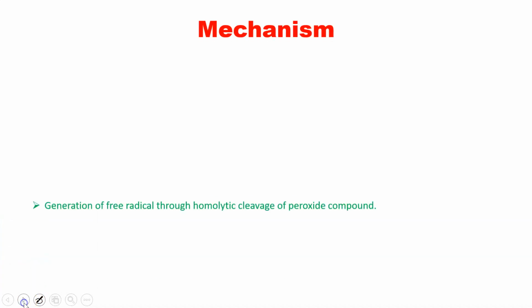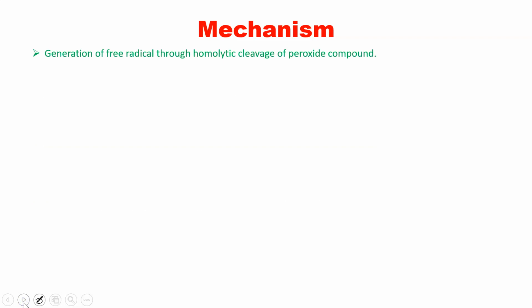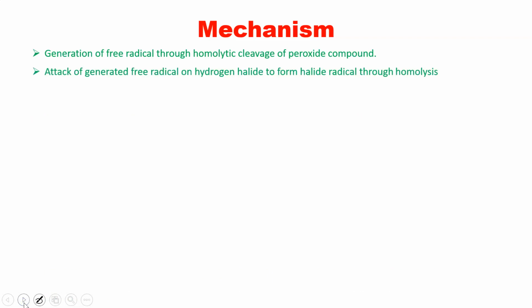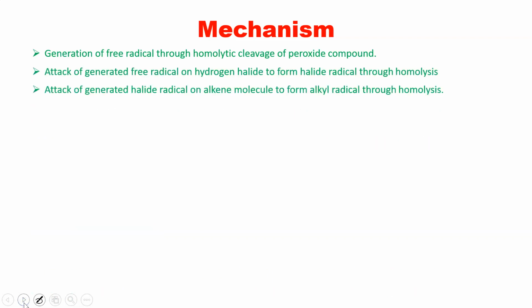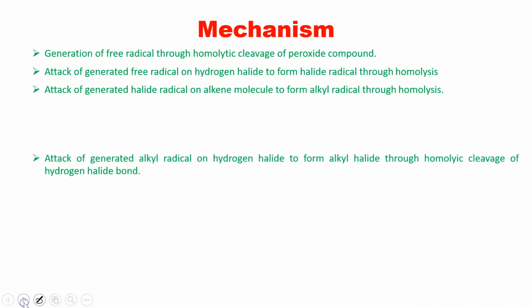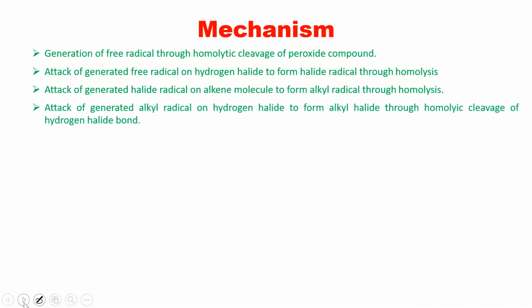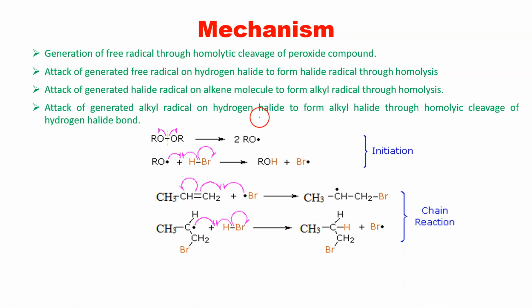Now let's see the mechanism. In the mechanism, first, generation of free radical through homolytic cleavage of peroxide. So it is very important. Second, attack of the generated free radical on a hydrogen halide to form a halide radical through homolysis. Third, attack of the generated halide radical on an alkene molecule to form an alkyl radical. So we will see one by one.